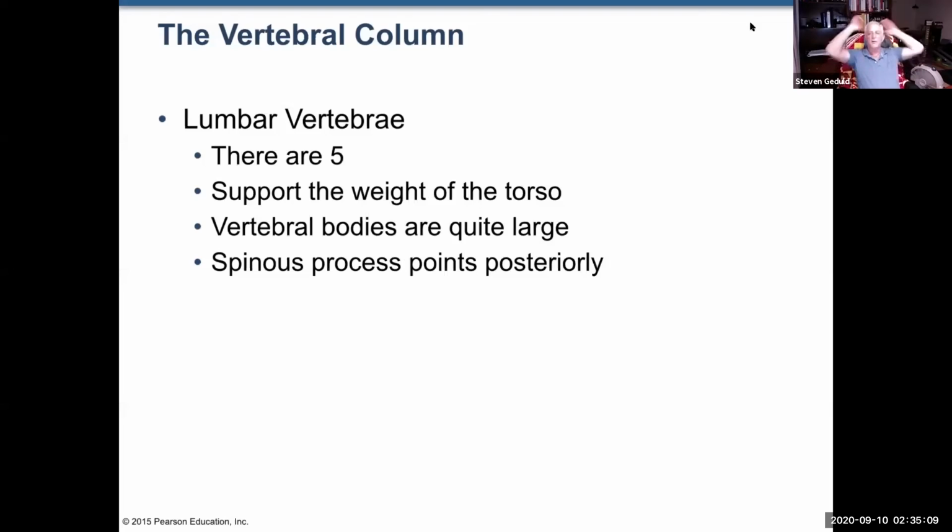The lumbar vertebrae, again, there are 5 of them. They support the weight of the torso. The vertebral bodies are the largest because they're supporting the entire weight of your torso. So the vertebral bodies are very large, and their spinous processes point posterior. Transverse processes point lateral. So these are your large vertebral bodies, your lumbar vertebrae. And there are 5 of those.